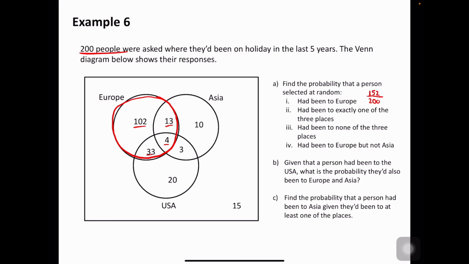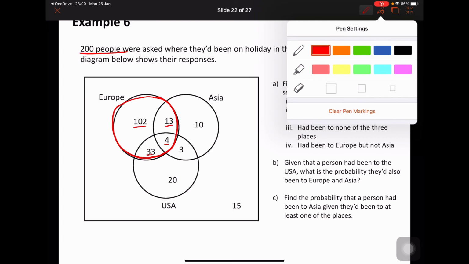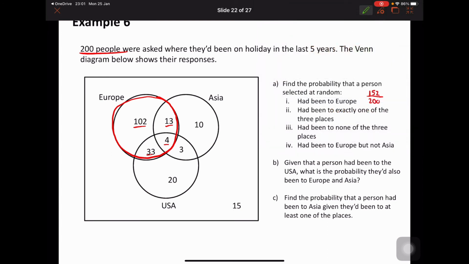Had been to exactly one of the 3 places. That's really important. Exactly one of the 3. It doesn't say at least one of the 3. Exactly one of the 3. This is something I'd underline if I saw that in an exam. So exactly one place, and exactly one place. Add these 3 values up and we get 132 over 200.